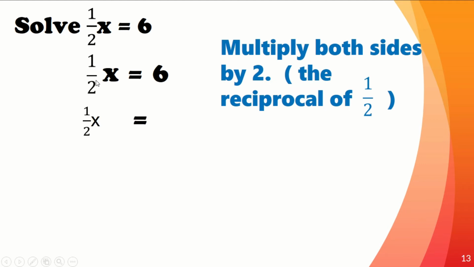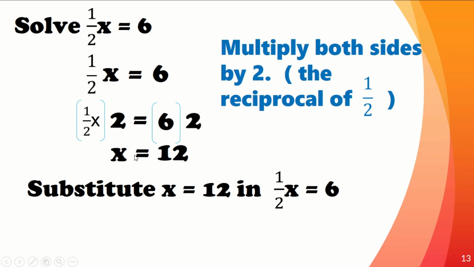So, 1 half x and 6 will be multiplied by 2. Ibig sabihin ng parenthesis na yan, multiplied by 2. We cannot use the symbol times kasi para din siyang yung letter x, para mawala. So, in mathematics, you can use the bracket to mean multiplication. So, you will also multiply 6 by 2. So 1 half x times 2 will become x. Maka-cancel kasi yung 2. x equals 12. So to check, 1 half times 12 equals 6. So 1 half of 12 is 6, so 6 equals 6.